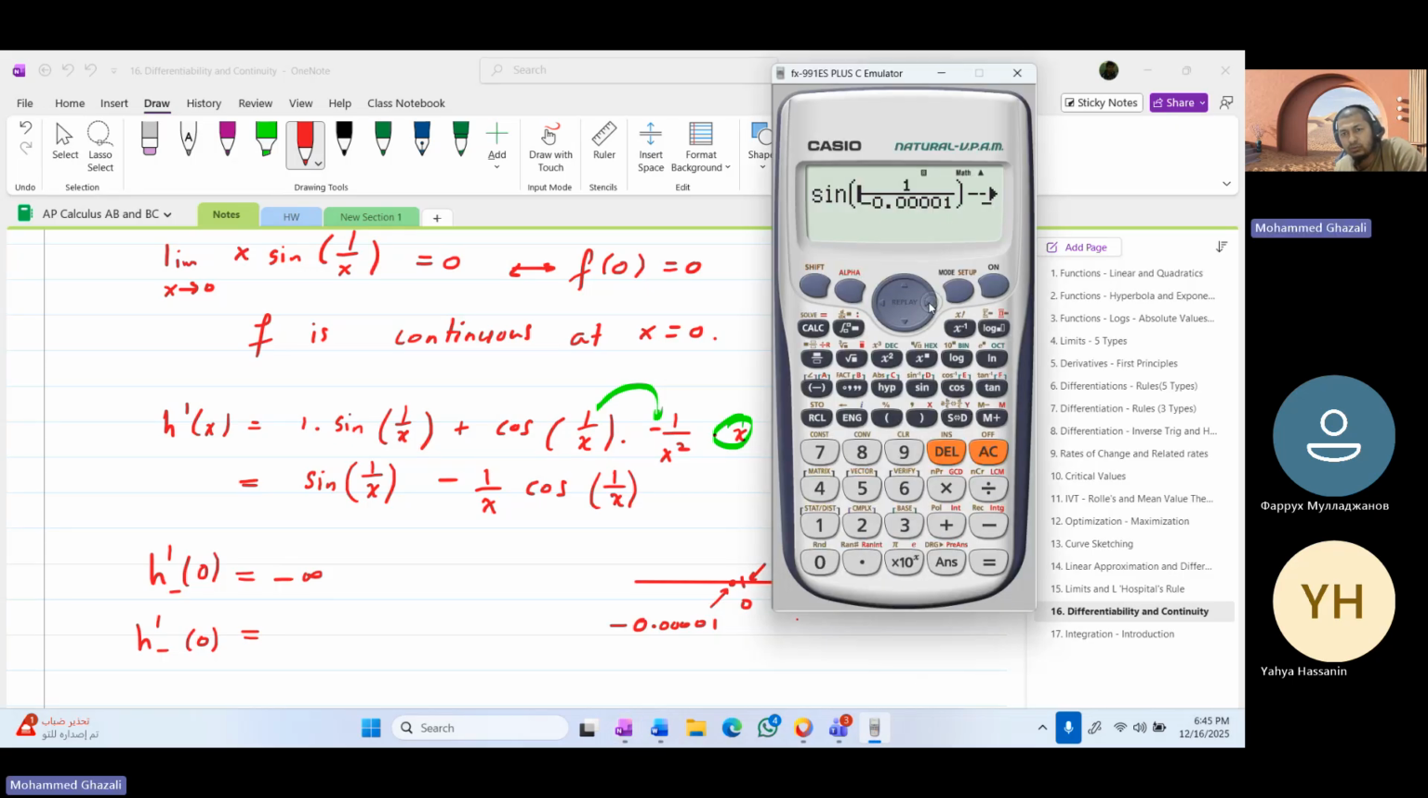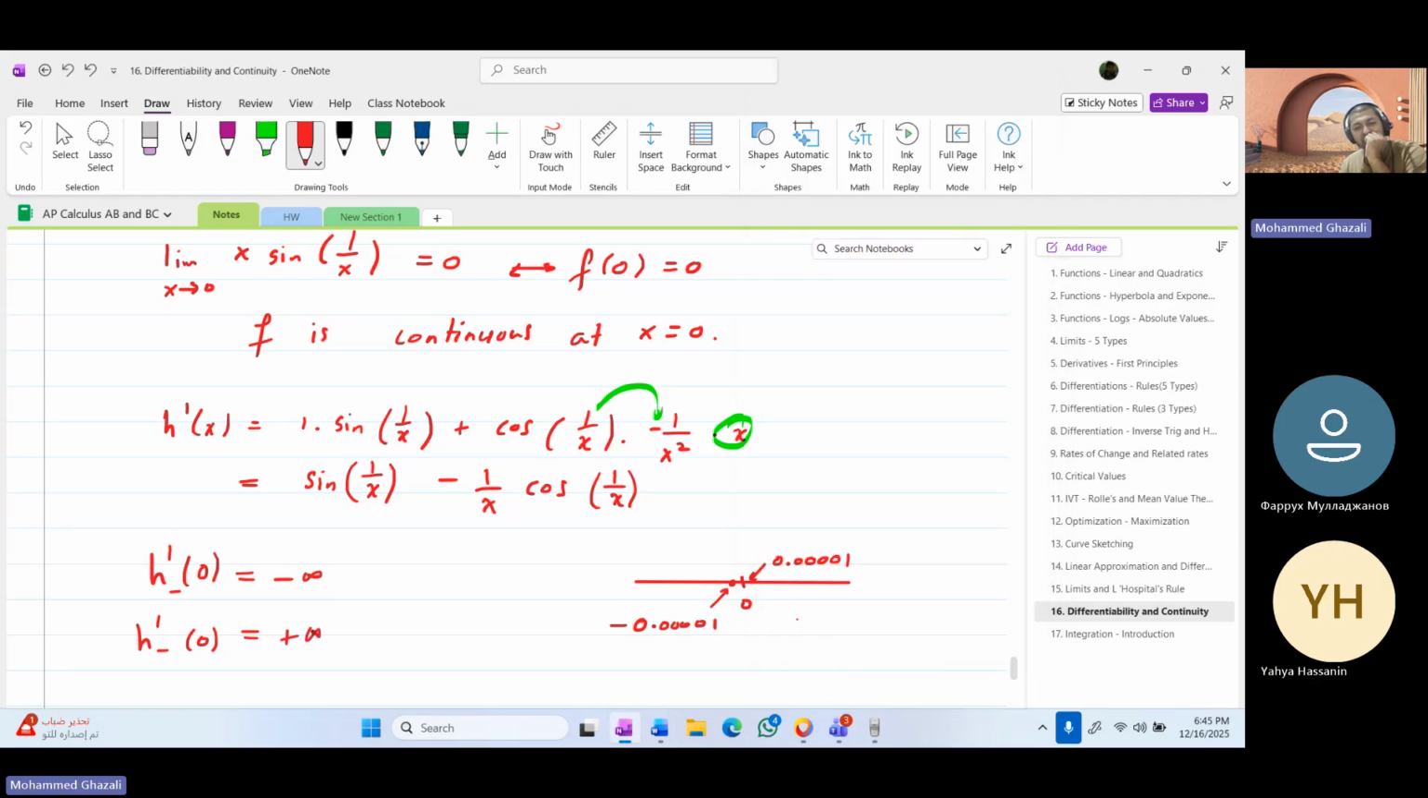Kind of, because if I put more zeros here now, what's happening? Put 2 more zeros. Is it getting bigger? I think it's getting bigger. Okay, over here, I think we're getting positive infinity.